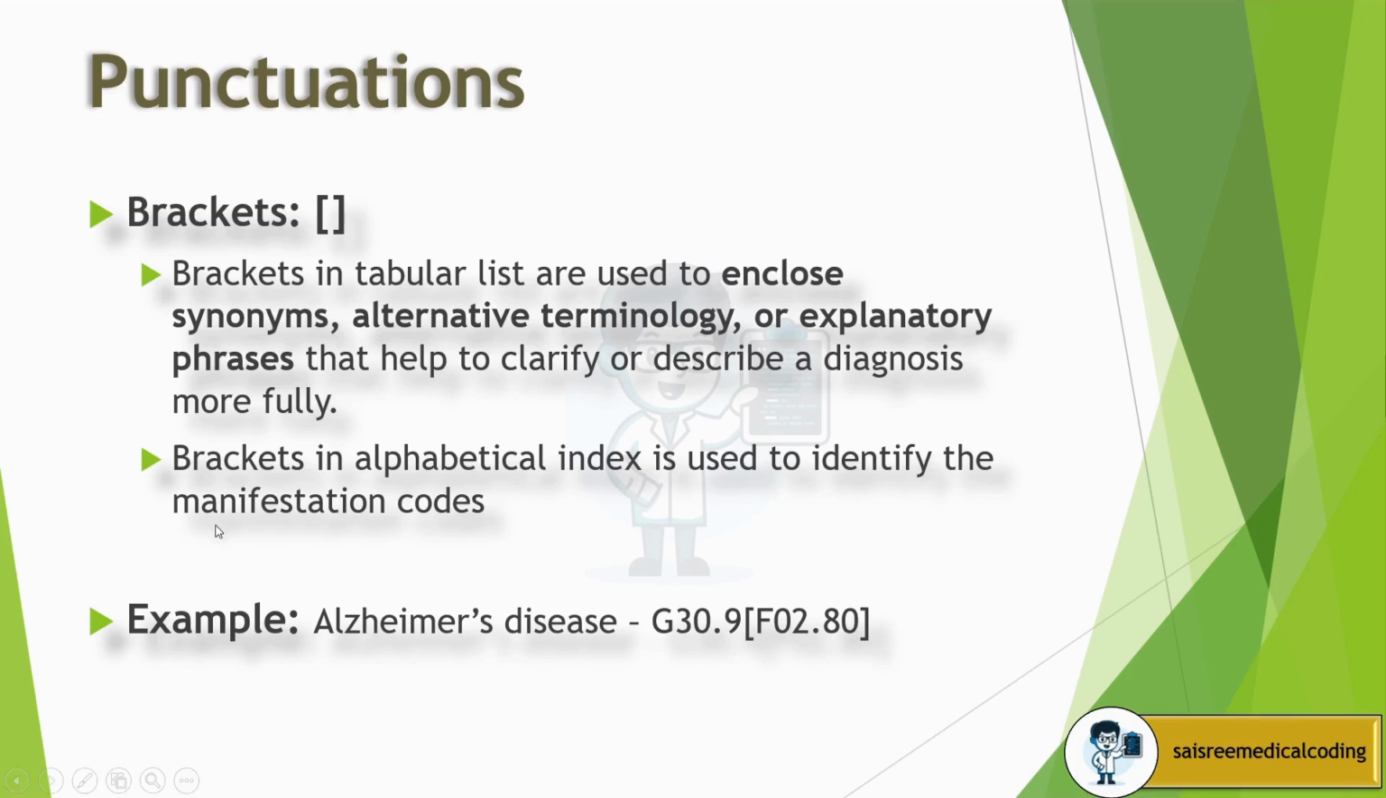And if you find the same brackets in the alphabetical index, they are used to identify a manifestation code. A manifestation code is nothing but a complication. Here we have an example, Alzheimer's disease. If you look up this term, you will get two codes. One is G30.9 and one in brackets, that is F02.80. I'll show you this example through a video.